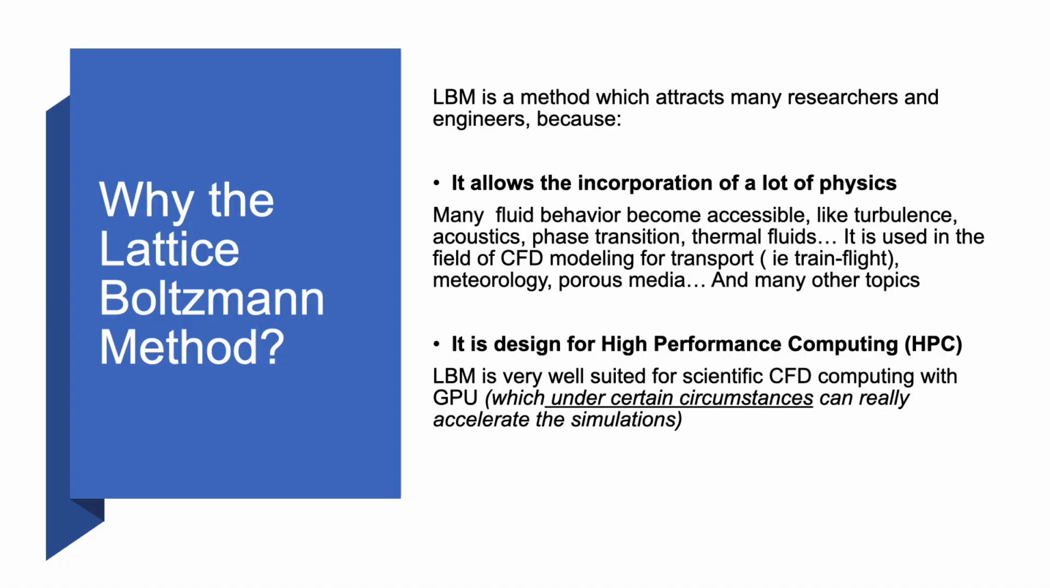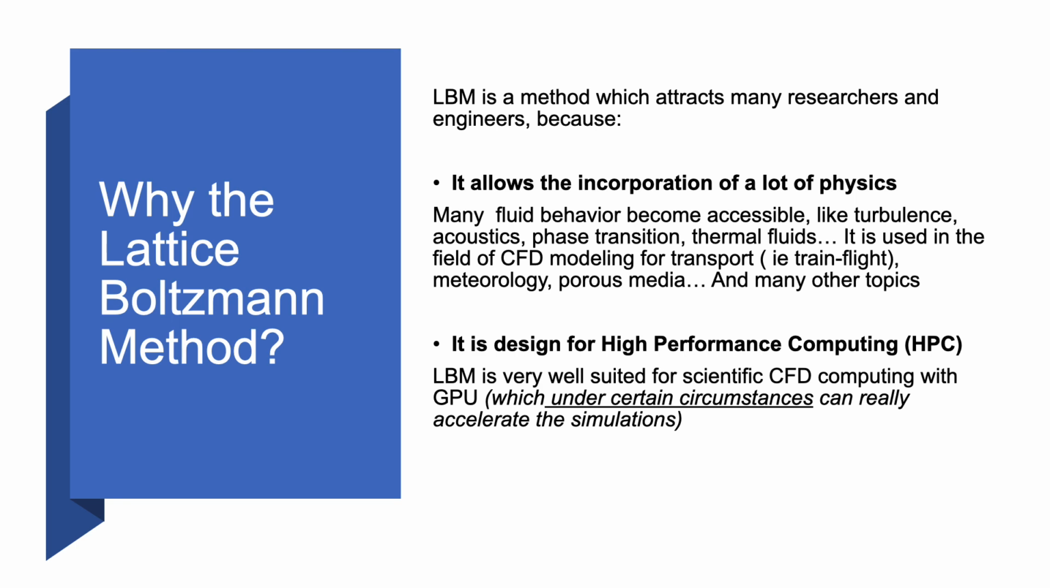So the Lattice Boltzmann is a kind of a new method which is used for CFD, and it attracts many researchers and engineers mainly for two reasons. So the first one is that it's a code which is multi-physics, so you can easily enough integrate more physical behavior into the code. So we'll talk a bit more about why later. But basically this allows you to simulate turbulence, acoustics, phase transition, fluids with thermal interaction, all of that much more easily and with better accuracy than more traditional CFD methods.